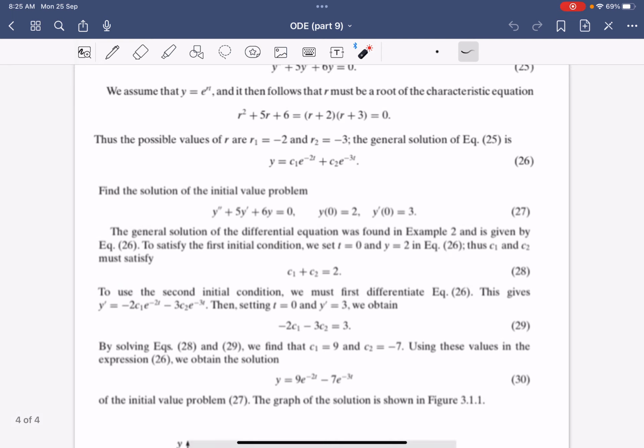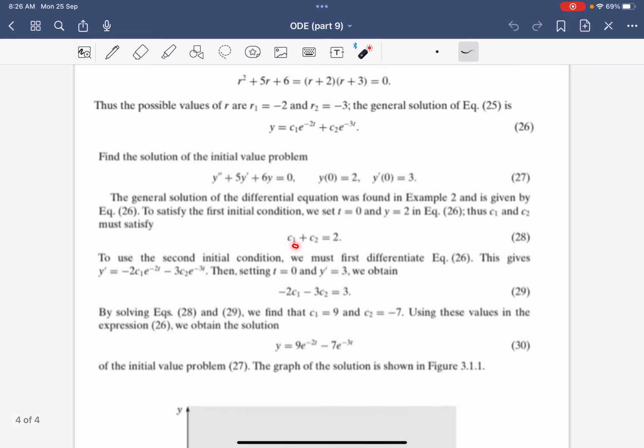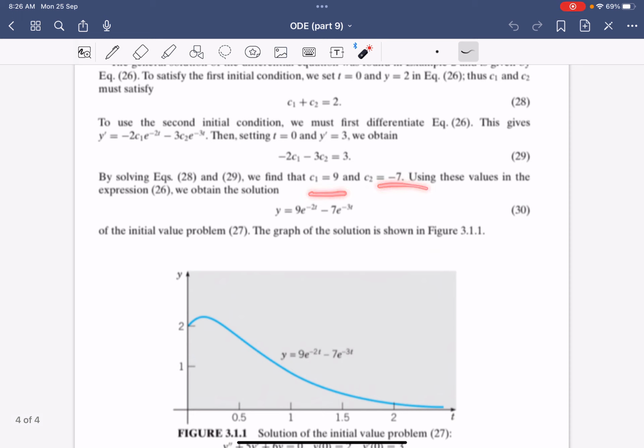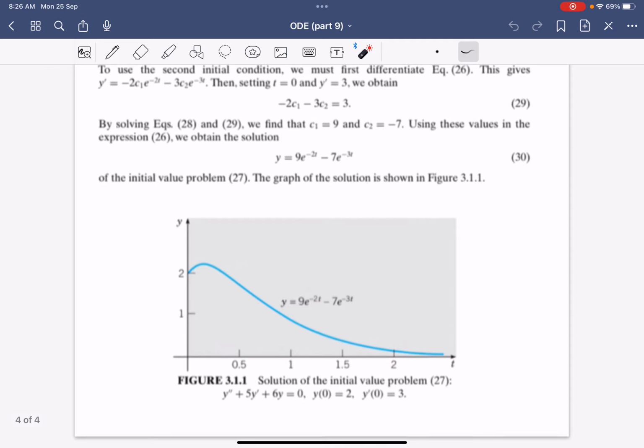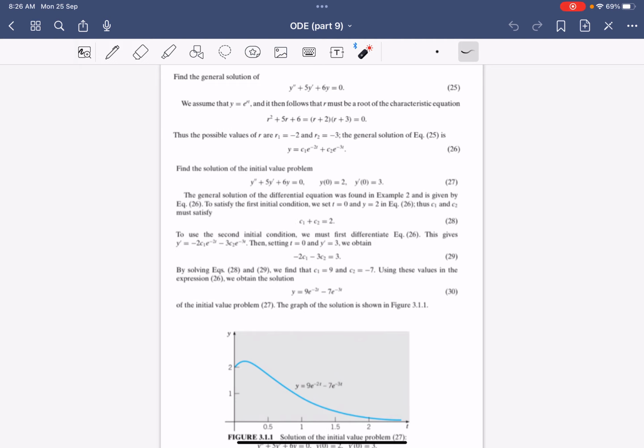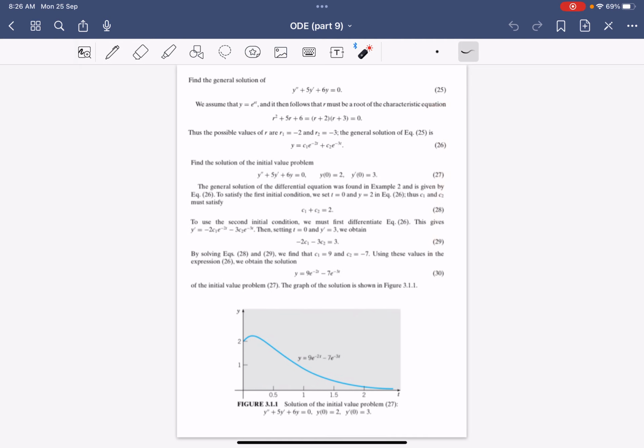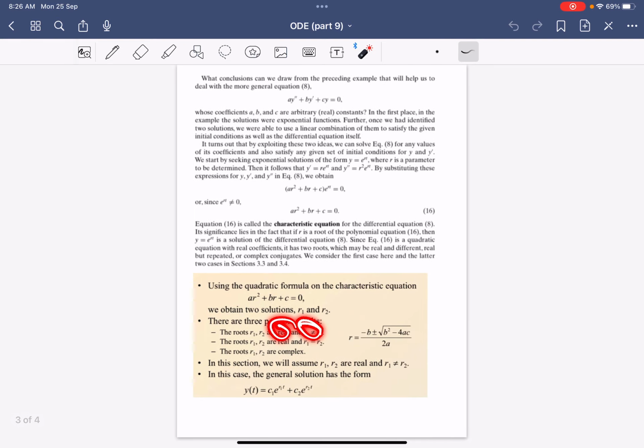If we are given initial conditions 2 and 3 respectively, we are able to solve that c1 plus c2 is 2 and minus 2c1 minus 3c2 is 3. This allows us to find that c1 is 9 and c2 is minus 7. This gives us y equals 9e^(-2t) minus 7e^(-3t) as the solution to the IVP, and the graph of the solution is shown below. Hence, this is the technique of solving a second order linear ODE where the roots are real and distinct.